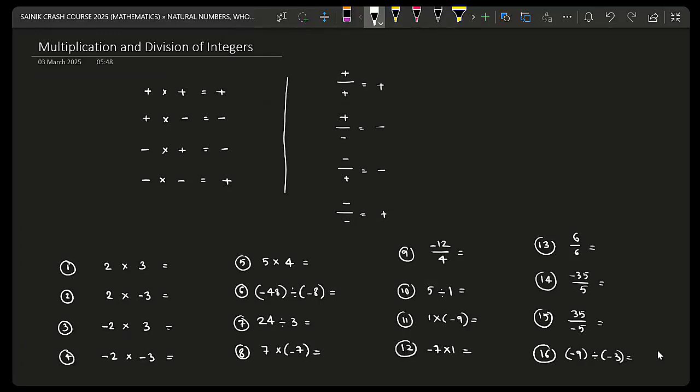Okay, all of you try these questions. Remember only one thing: if multiplication or division is applied on same signs, the answer will be positive. If applied on opposite signs, the answer will be negative. Anyone interested to answer the first four questions can raise a hand. Mayur, can you answer the first four questions?